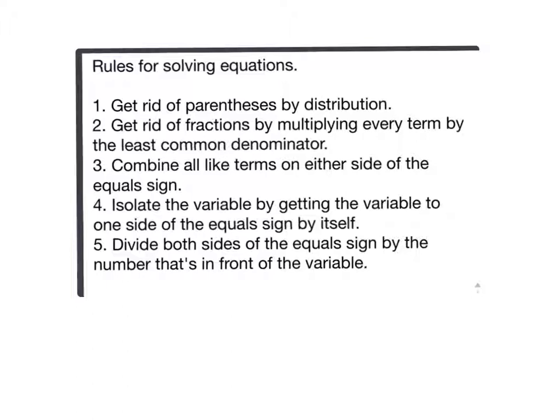Then the next step is to isolate the variable by getting the variable to be on one side, either the left or the right, all by itself by using inverse operations. Then the last step will be to divide both sides of the equal sign by the number that's in front of the variable. So these would be the 5 steps that you could apply to any problem, whether it's just a simple one step or if it's going to have multi-steps.